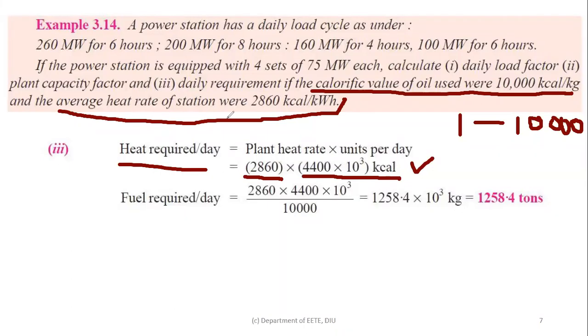Now we need to find how much fuel we require for that particular day. This is the total amount of heat, and the first information given is 10,000 kilocalorie for 1 kg. So if we divide the total amount of heat by 10,000 kilocalorie, we get the exact amount of fuel required for that day. We get a huge amount of oil. So basically 1,256.4 tons of fuel is required for that power station on a daily basis.